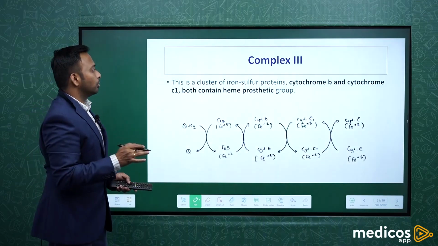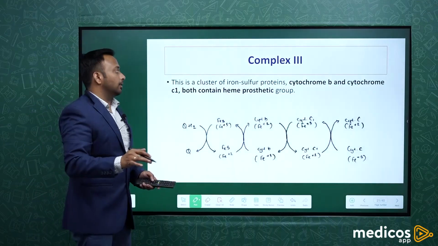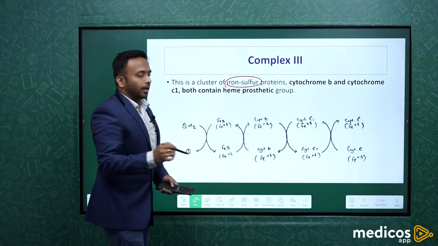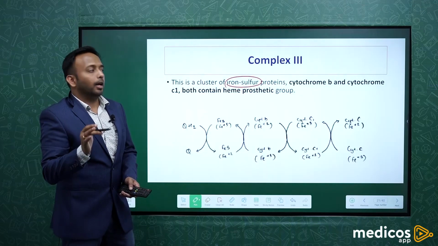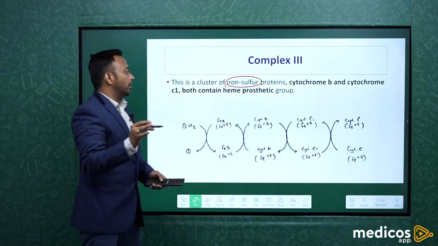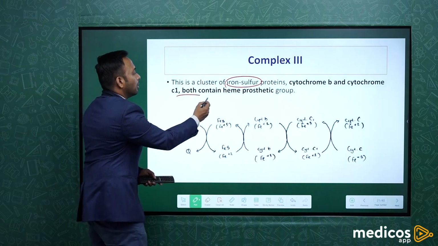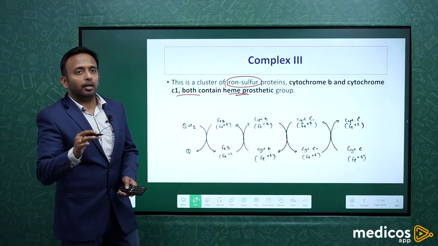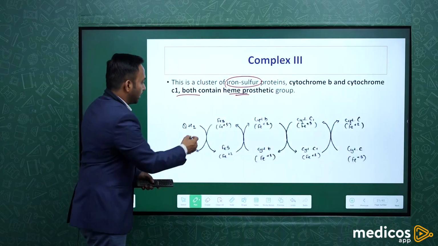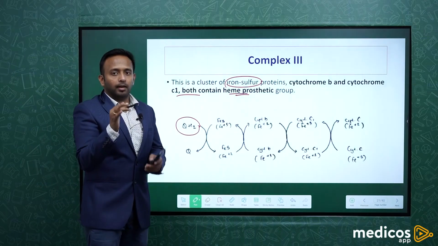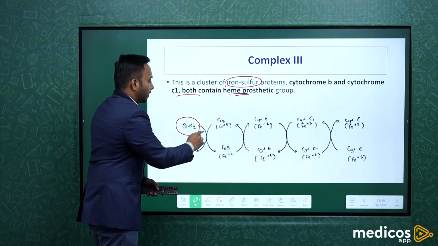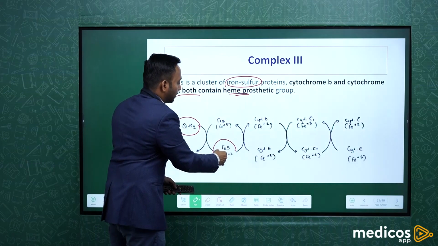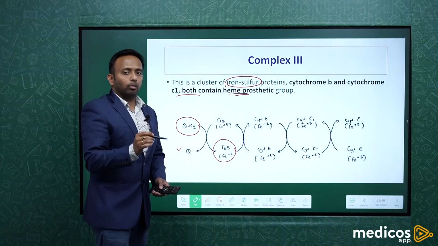Now this is about complex 2. Now third is complex 3. Here there is a cluster of iron sulfur proteins along with cytochrome B and cytochrome C1. All these are heme containing proteins, meaning they contain iron, which will be oxidized and reduced. How? Coenzyme QH2, which is reduced, is getting oxidized with the donation of electrons, where the iron is getting reduced. Fe plus 3 is converted into Fe plus 2.